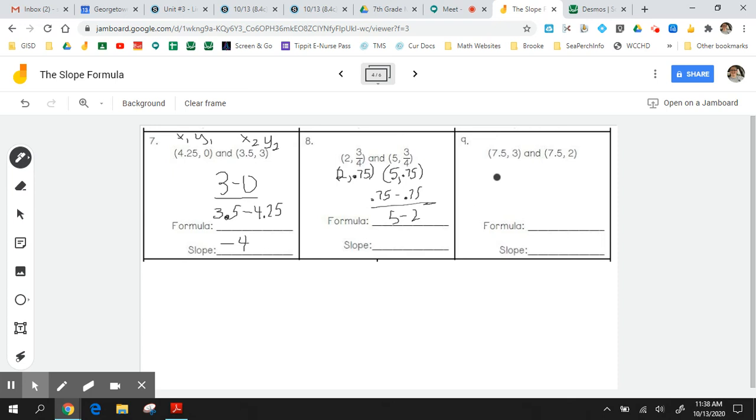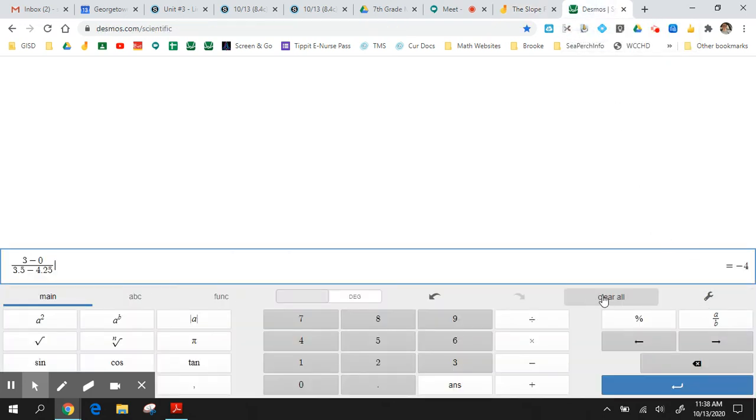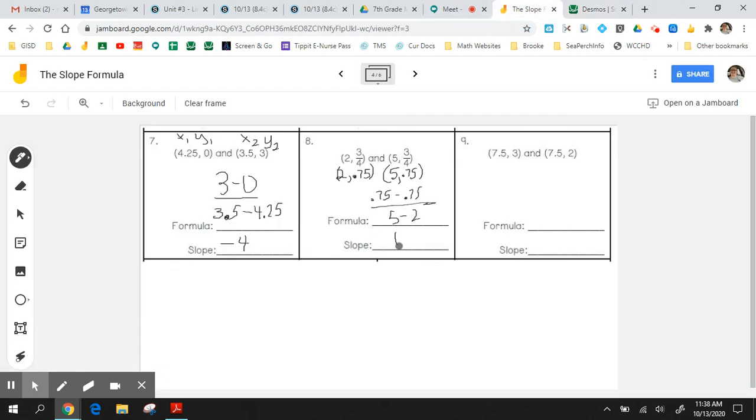Alrighty. Plug this into Desmos. Hopefully you're all already seeing what's going to happen. 0.75 minus 0.75, and then 5 minus 2 is on the denominator. It equals 0. And that makes sense, because if I have 0.75 minus 0.75, I get 0. 5 minus 2 gives me 3. Okay, anything dividing into 0 is going to be 0.